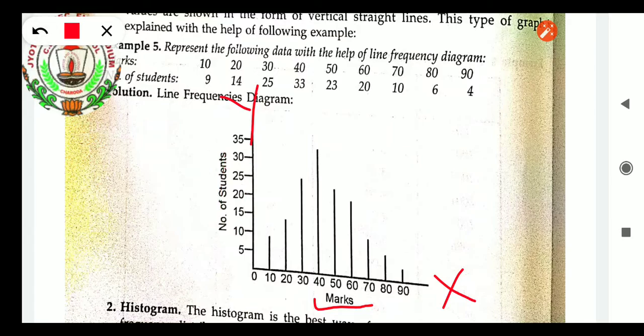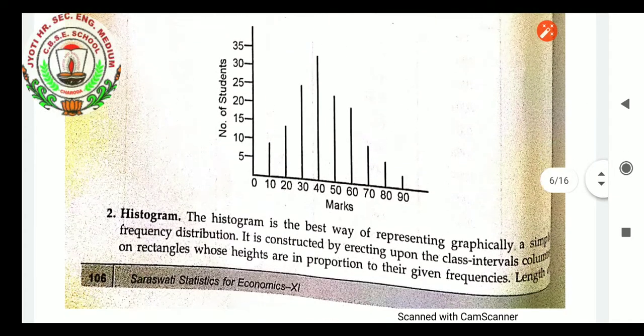The mark of 10 has been scored by 9 students, so it is 9. The mark of 20 is scored by 14 students, so it is 14. Likewise, the data is first set and then the line is drawn. Generally, we do not create this line graph because it is not so exact to know for the layman.